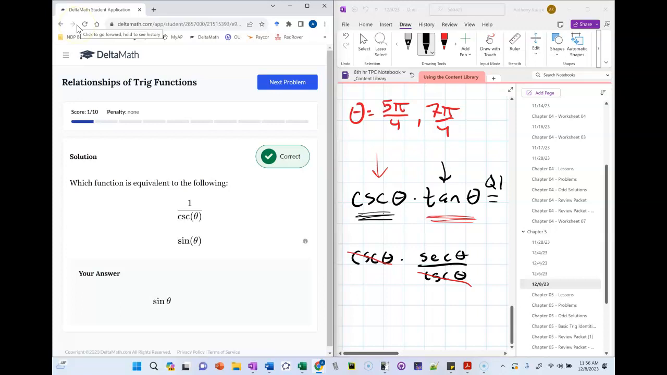So the remainder of class, you can work on these Delta Maths. Or if you'd prefer, you can work on the 47 to 62 that we had started last class. Either is fine.